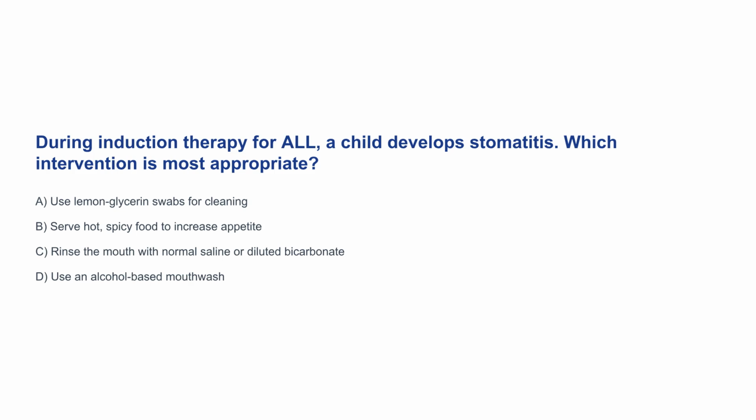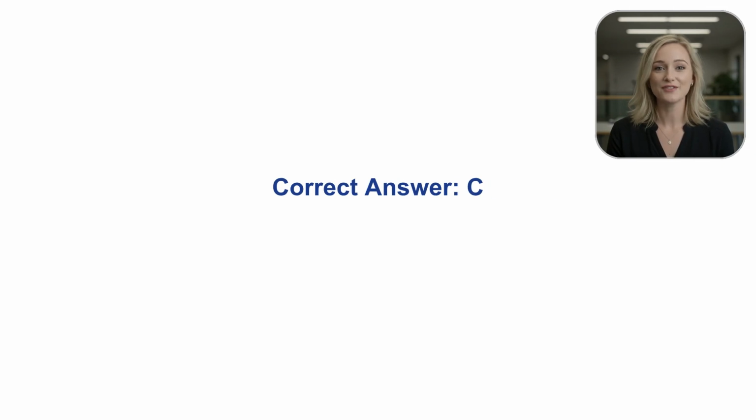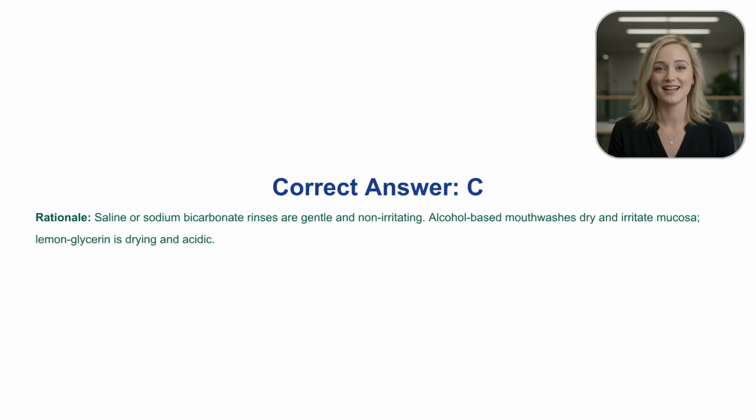During induction therapy for ALL, a child develops stomatitis. Which intervention is most appropriate? The correct answer is C. Rinse the mouth with normal saline or diluted bicarbonate. These rinses are gentle and non-irritating, unlike alcohol-based mouthwashes or lemon glycerin swabs, which can irritate the mucosa.